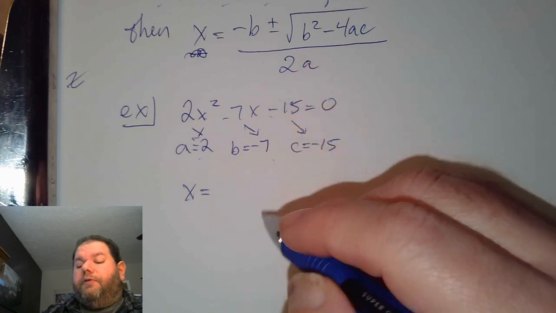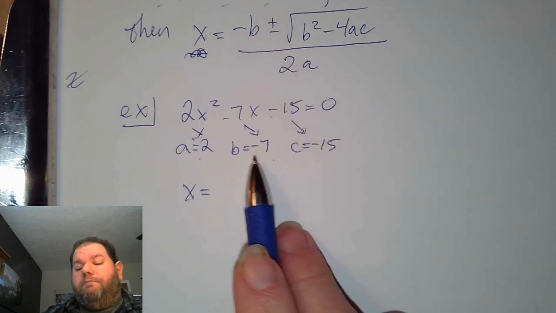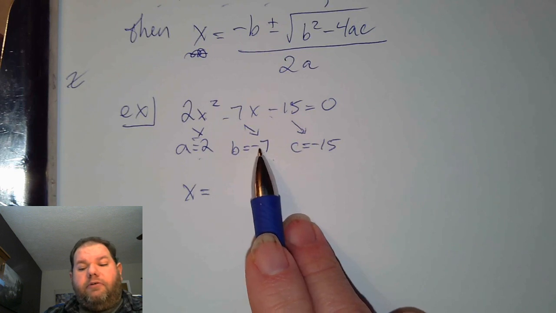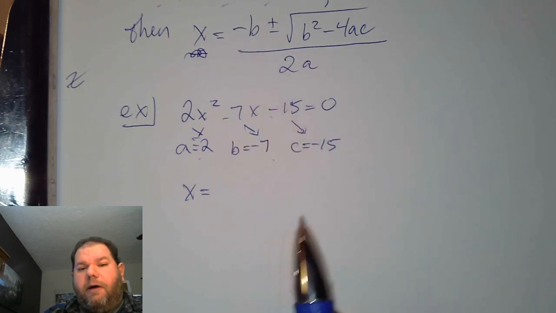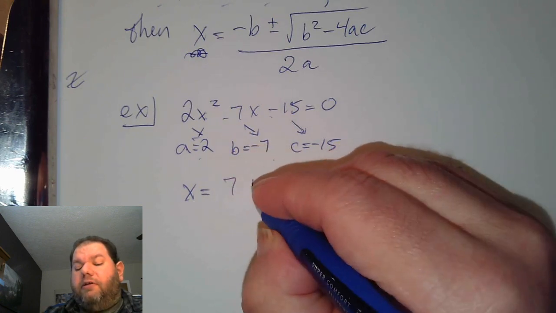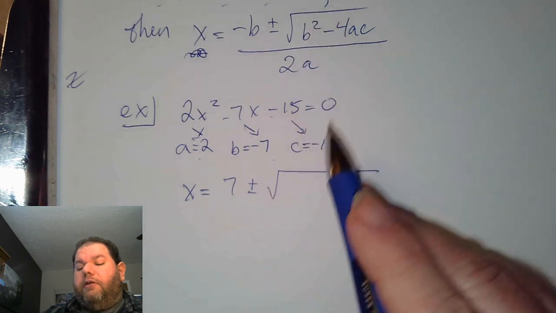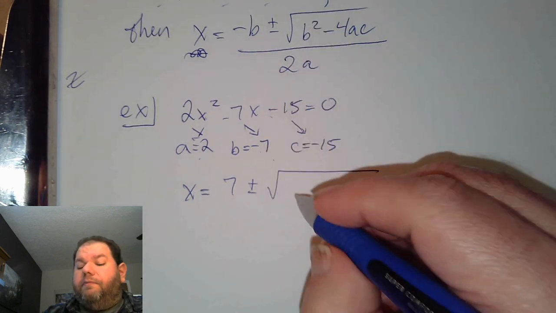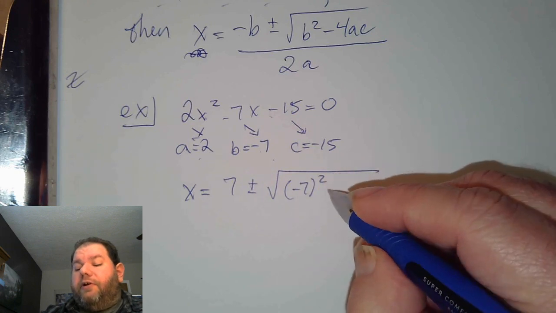Okay, so x equals, and we start off with minus b. Now, b is already negative, so changing the sign again would make that into a positive 7. B squared, that'll be negative 7 squared. Now, I'll come back to that actually, sorry.